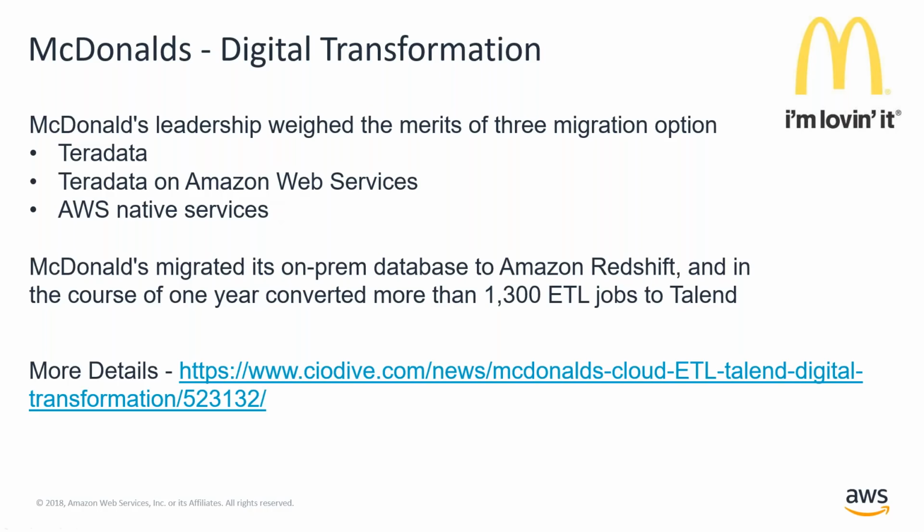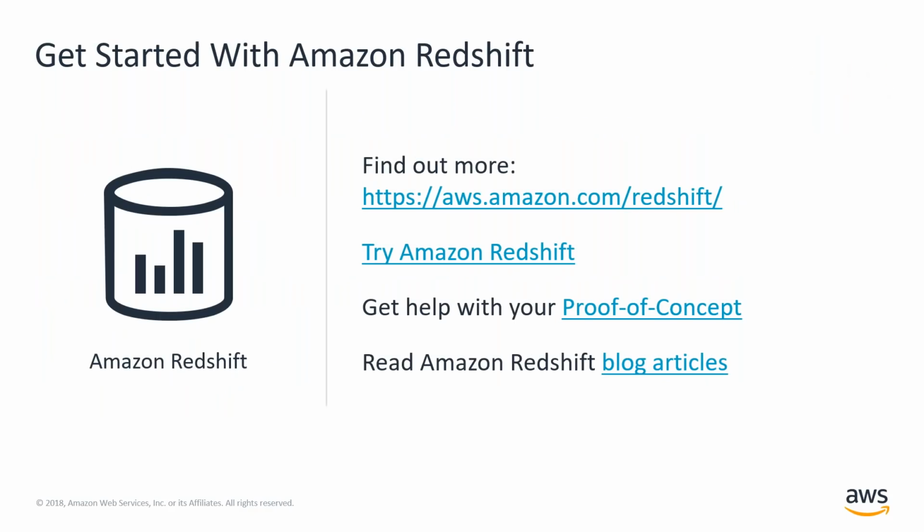And I would encourage everyone, we'll provide the links to the slide, to read the full details in the CIO Dive news article that's referenced in this slide. And so how do I get started? Well, to find out more, oftentimes I say, you can go to aws.amazon.com/redshift. But importantly, I would say, to start a proof of concept or just to try it, right?